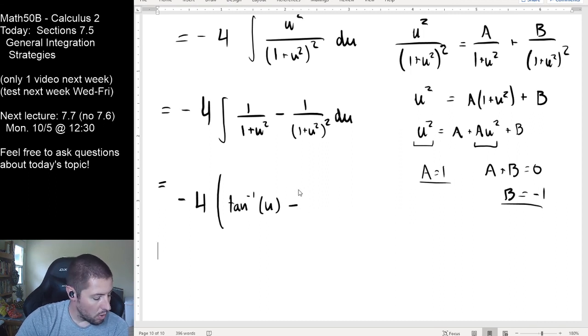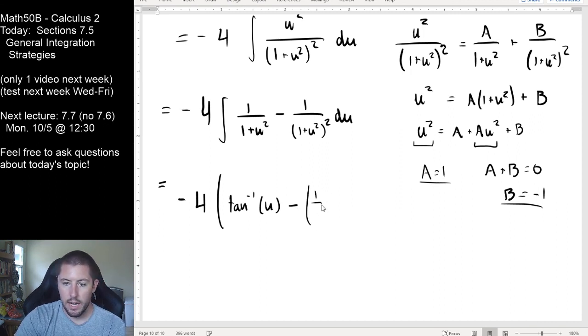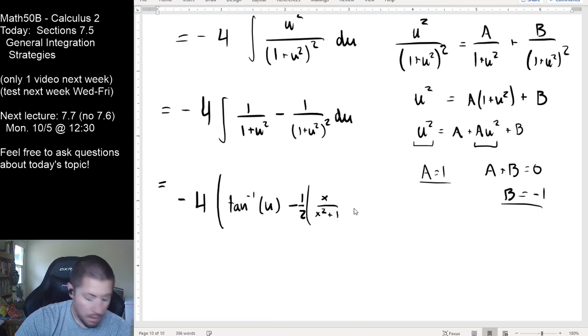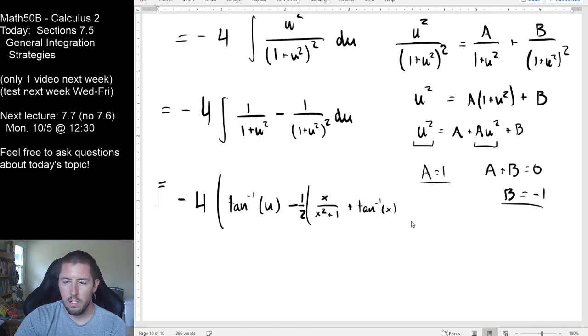This is the book's old result for this: we're going to get a 1/2. I'm going to put that 1. So 1/2 of, what do we get here? x over x squared plus 1 plus tan inverse of x, plus c.